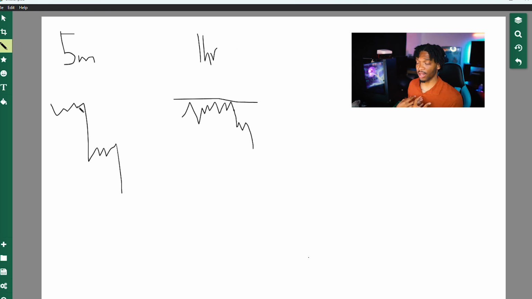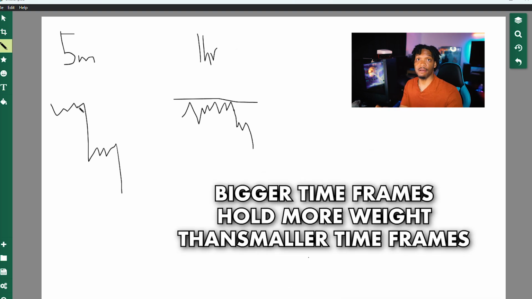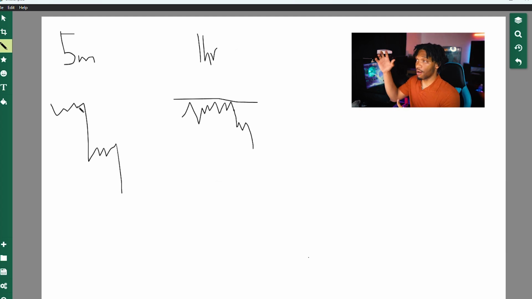For me, I'm not thinking about a reversal here because the hourly is showing that we're rejecting off a key level, right? But the 5 minute looks dramatic to you, so you think there has to be a reversal because we've fallen so much, right? But you have to understand that the bigger time frames hold more weight than the smaller time frames. For me personally, I get my general direction off the bigger time frames. I find my levels for execution and my entries on the smaller time frames.